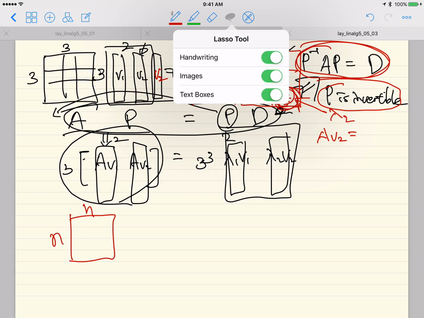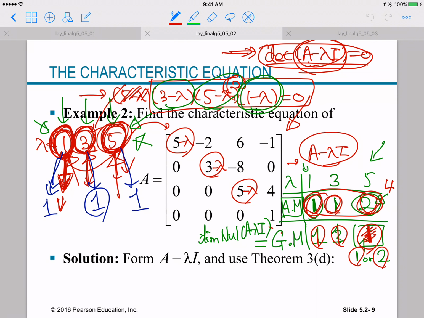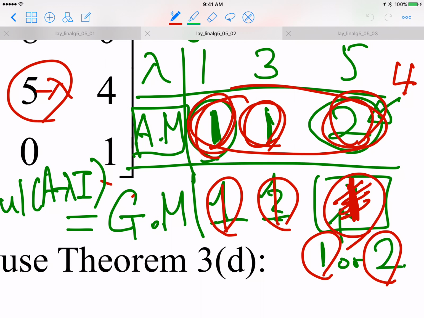Then we discussed this table in order to check whether the matrix A has n linearly independent eigenvectors. In this particular case, n is 4, and suppose this was your algebraic multiplicity.